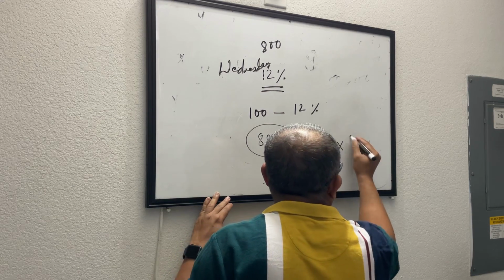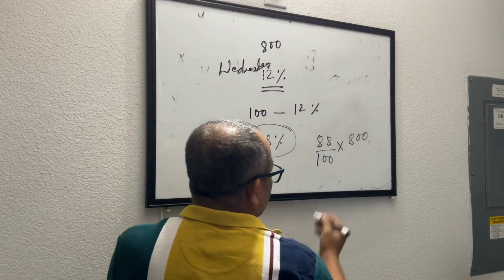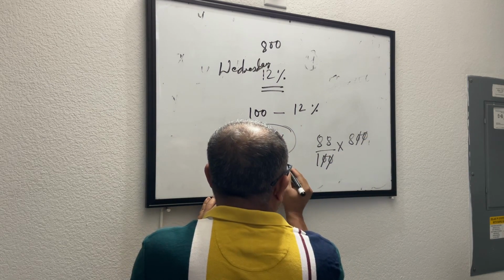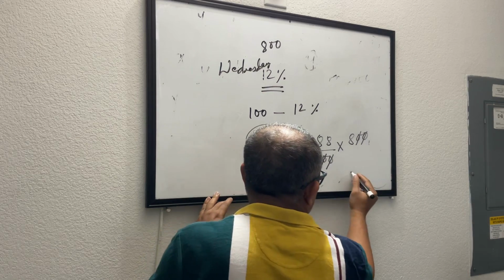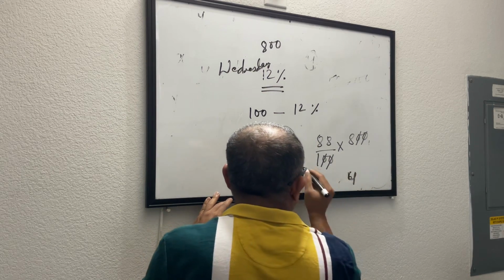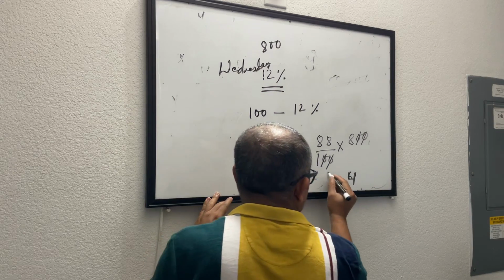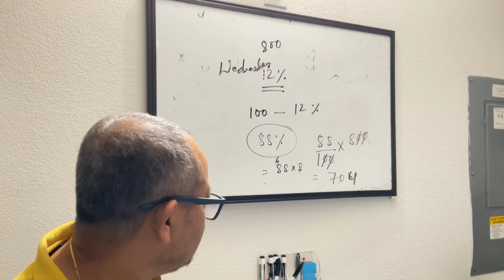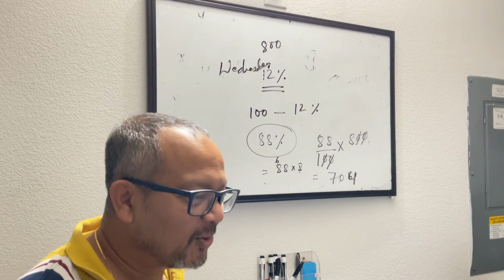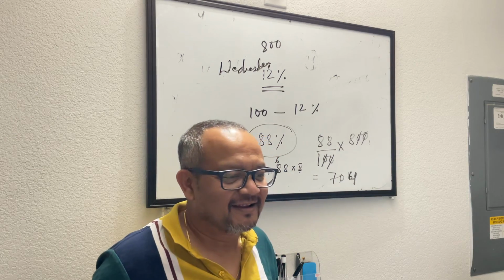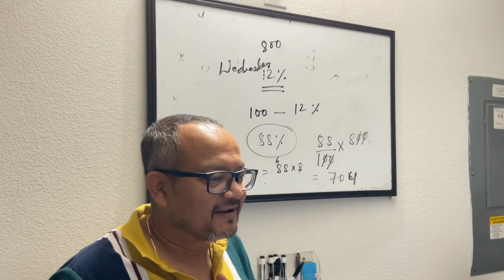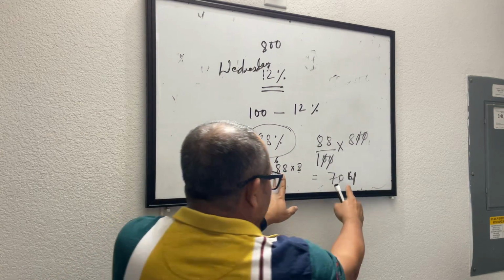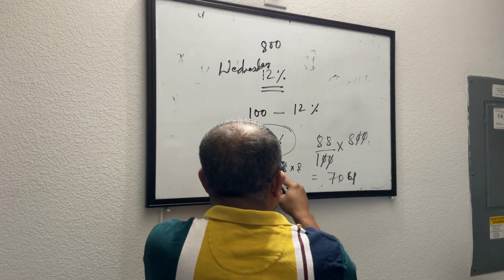88% of 800. This 0, this 0, two zeros gone. You have to multiply 88 by 8. 8 8s are 64, 4 here, 6 carry forward. 8 8s are 64 plus 6, 70. 704. Yeah, you're so close. Okay.